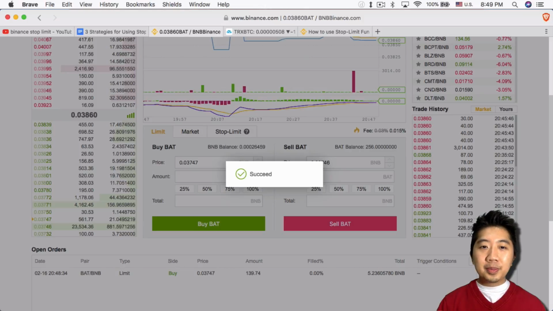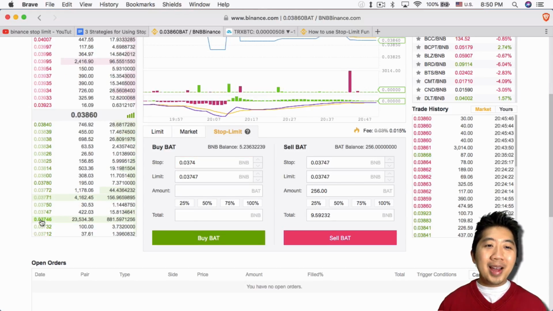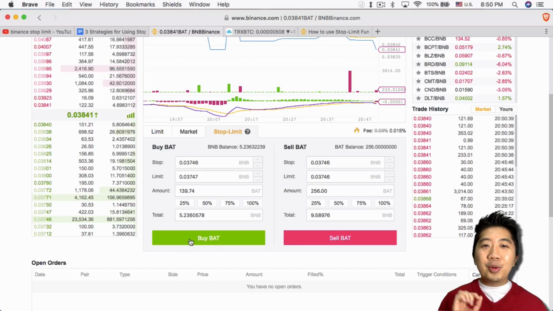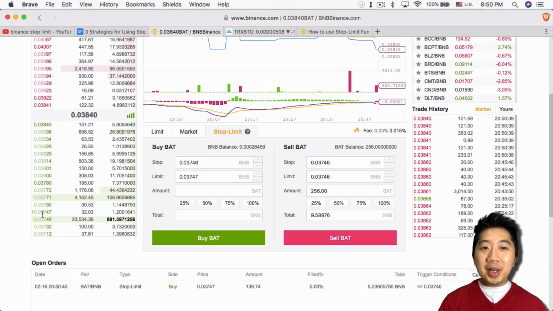I'm going to cancel this for now. What I can do is place a stop limit order. I place the stop at their price of 3746. That's where all the whales are hanging around, 3746. But I'll put my limit at 3747. And again, I'll buy 100% BAT here, so it doesn't make a difference, because this time it won't actually show up in the order book. As you can see, it's here, but you don't see it.